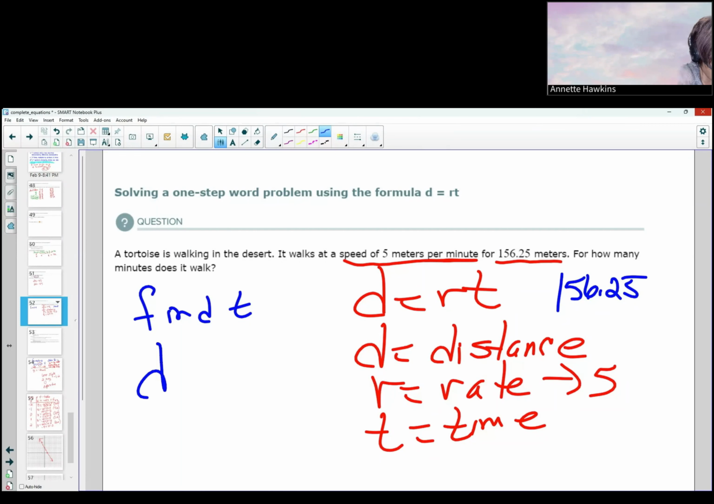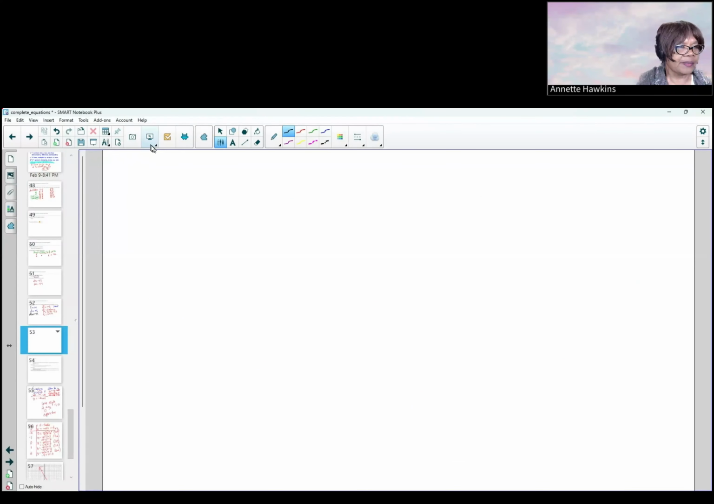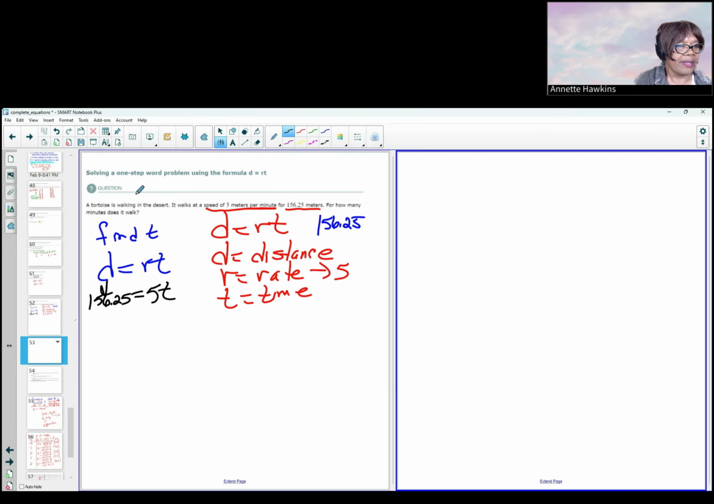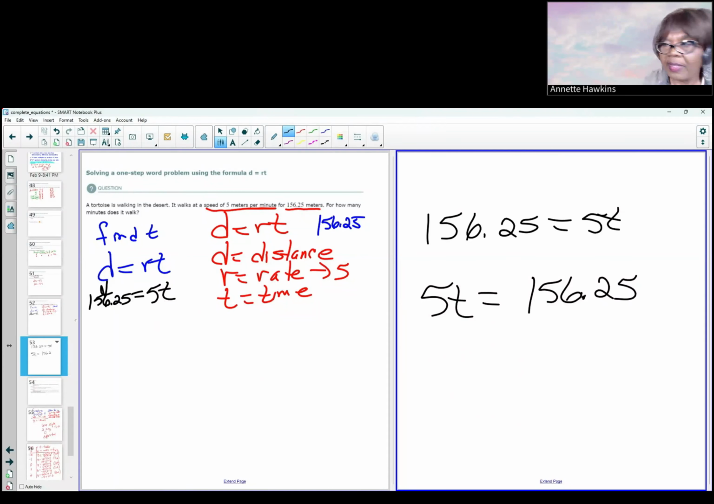So now I have D equals RT. What is D? 156.25 is equal to my rate, which is 5T. So that is my equation. Let's solve that. 156.25 equals 5T. I'm going to just turn this equation around. And we want to solve that. Solve that for me. Put it in your calculator.